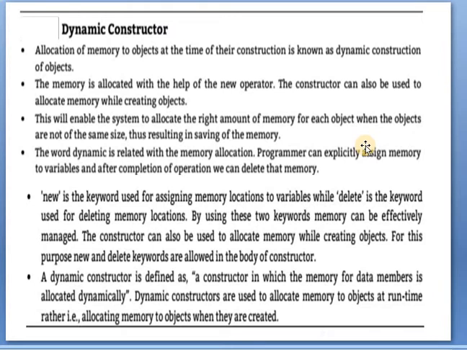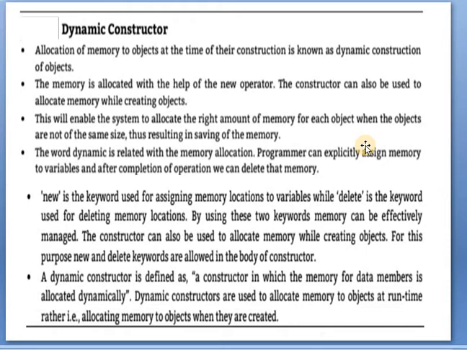So see here, allocation of memory to an object at the time of its construction is known as dynamic construction of object. The memory is allocated with the help of the new operator. The constructor can also be used to allocate memory while creating objects. So what does the word dynamic refer to? Dynamic means at the time of program execution.